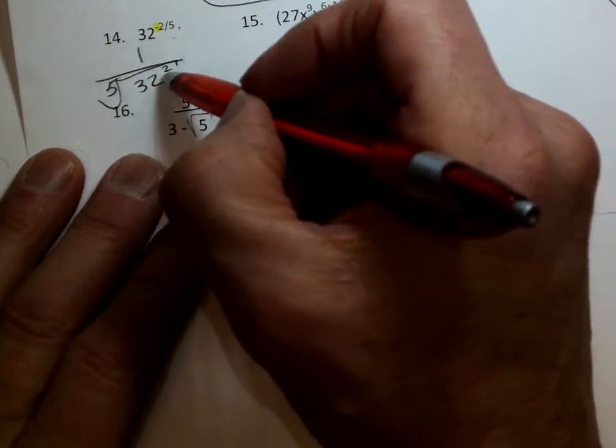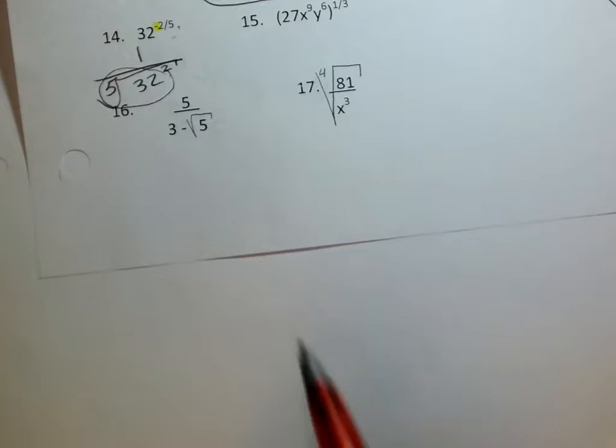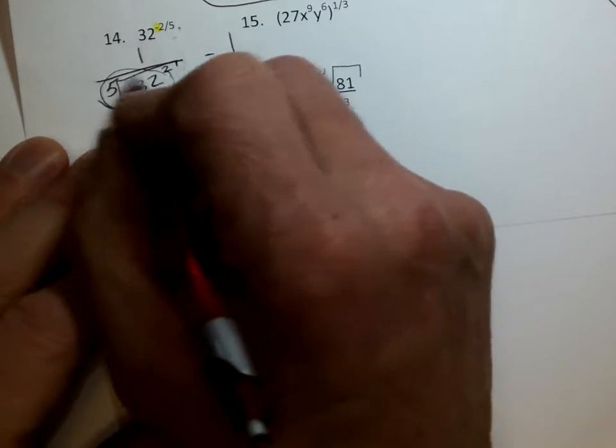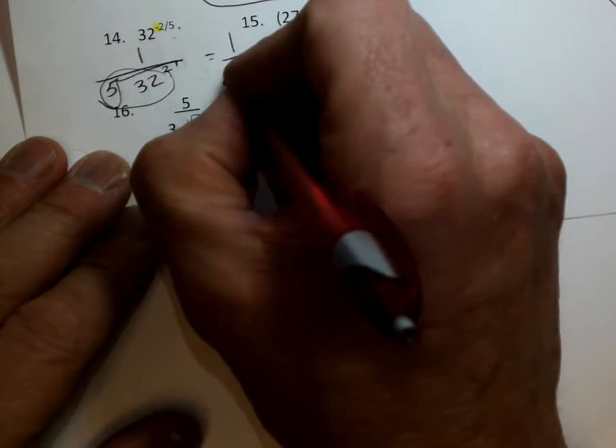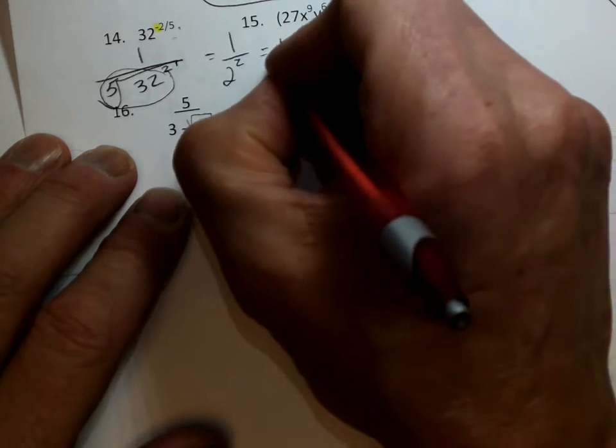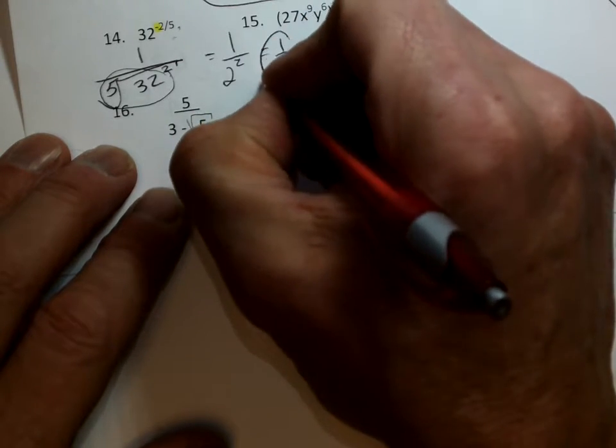Now I'm going to do the 5th root of 32 first. So what times what times what times what times what makes 32? It's got to be 2. 2 times 2 is 4, times 2 is 8, times 2 is 16, times 2 is 32. So I really get 1 over 2 squared, which makes 1/4.